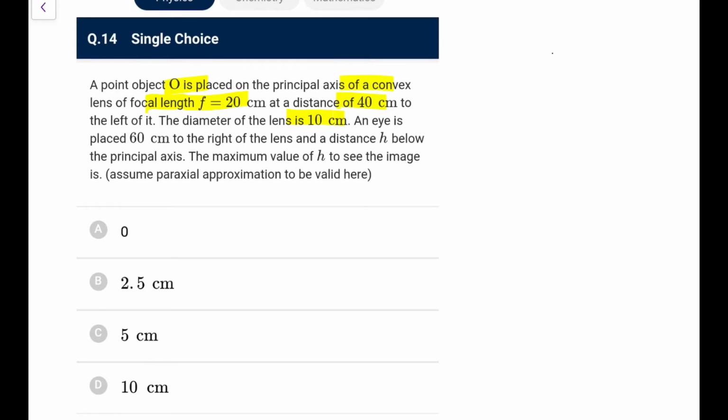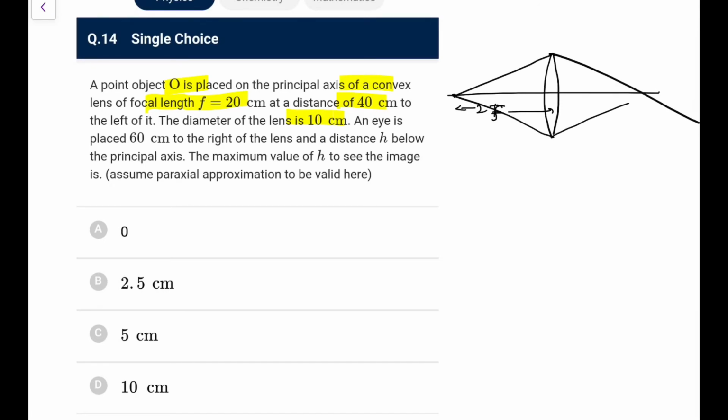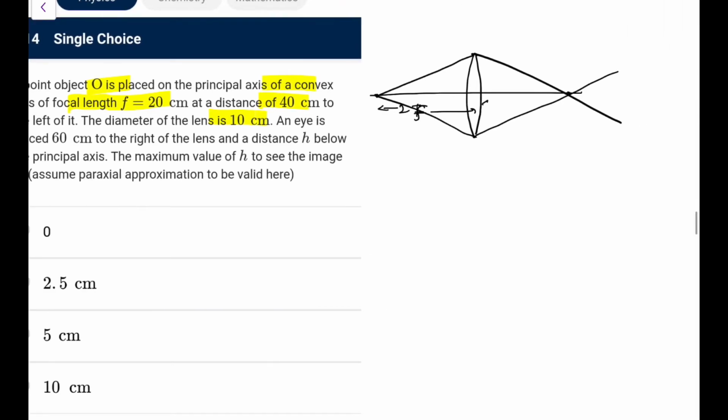So what we can see with this is, again, it depends on what we call the field of view. Okay, so it is 40, that is 2f. If I can draw this symmetrically, it is a point object, so the rays will be going like this, like this, and like this, and I think this is a repeated one. So this distance will also be 40, and here is the eye at 60. So what distance h below it can it have? Just using this symmetric triangle, this diameter was given as 10, so this is 5.